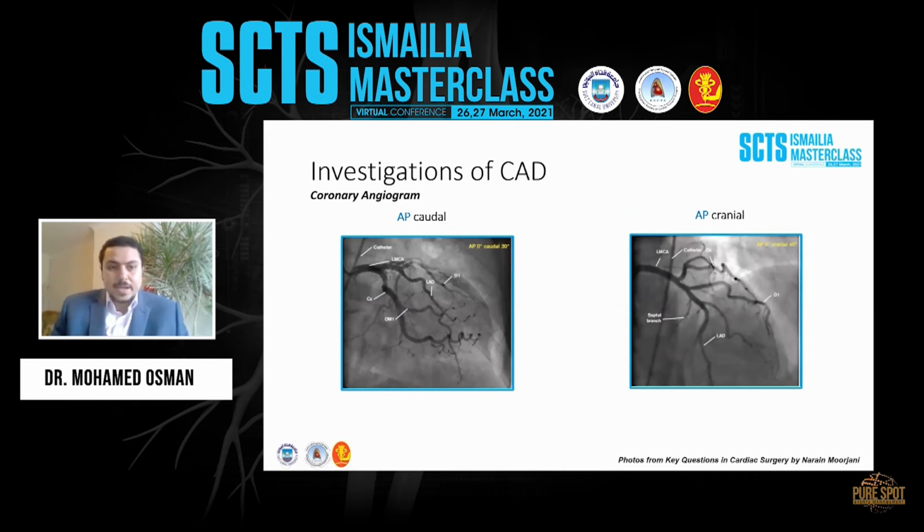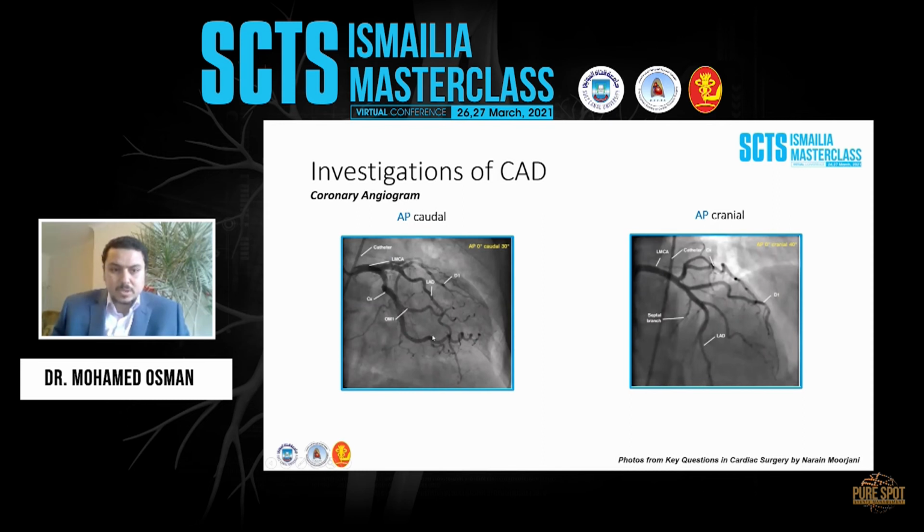So this is again the left system with the AP view, caudal and cranial. We can see clearly the left main coronary artery and the LAD going through here with one of the septal perforator branches. And this is the catheter there. Again, that's the catheter, left main, circumflex.